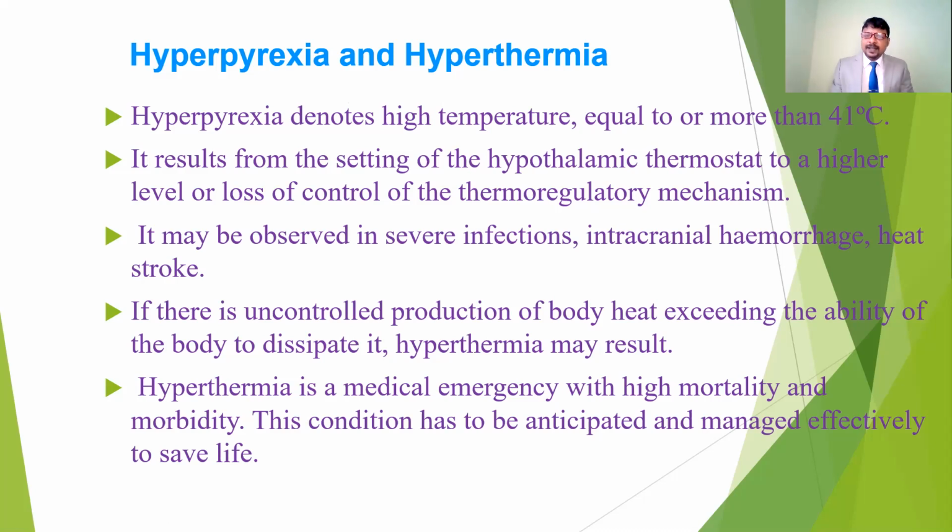If it crosses 41 degrees centigrade, that means a high fever, and in those conditions, people may get severe complications. Sometimes it affects the brain, and they may also get convulsions or seizures. In severe complications, they may even get mortality. It may also be observed in severe infections, intracranial hemorrhage and heat stroke. In case of severe infections, the temperature is going to rise to more than 41 degrees centigrade.